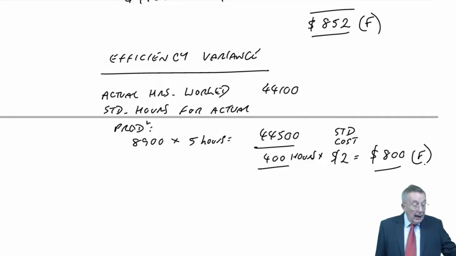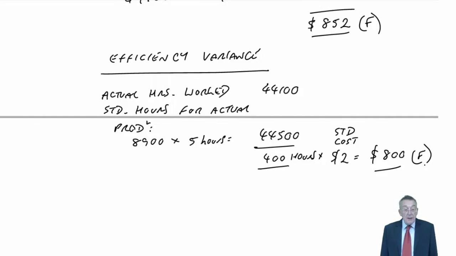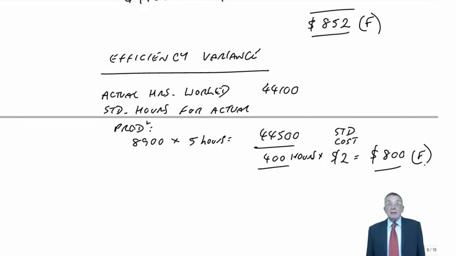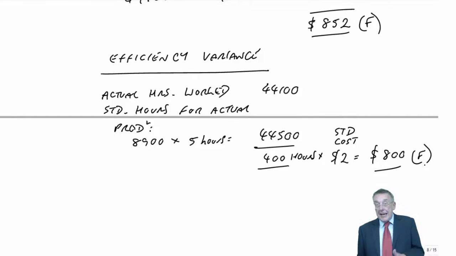Okay, well there are all our marginal cost, variable cost variances. We've two more to look at, which won't take long, but I will have a break. We'll deal with them in the next lecture.